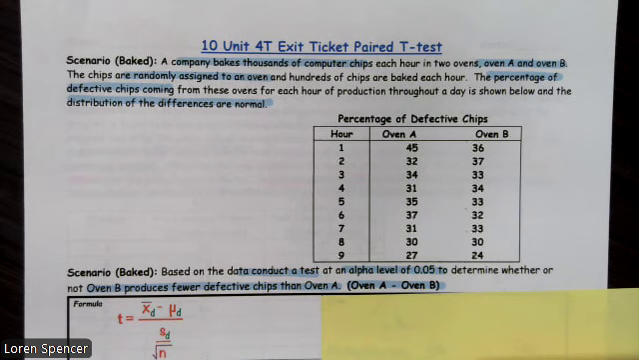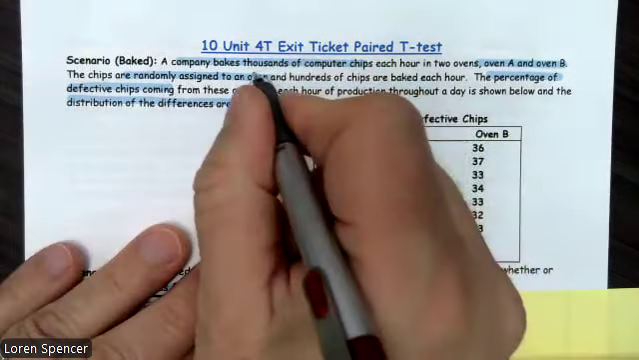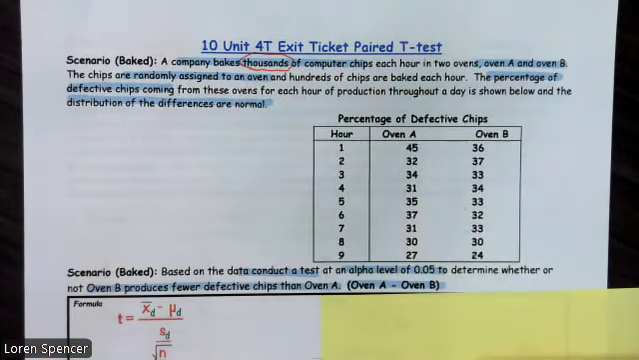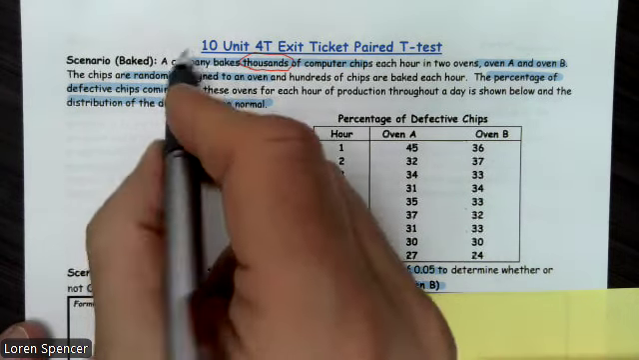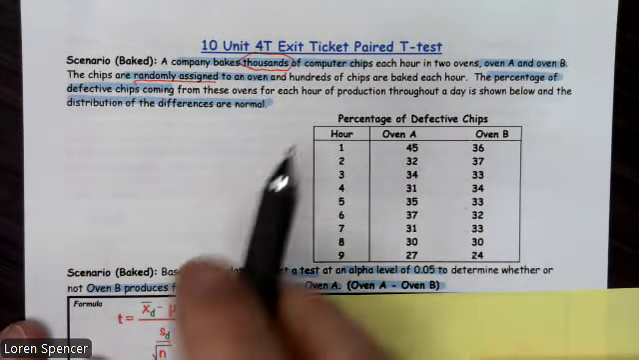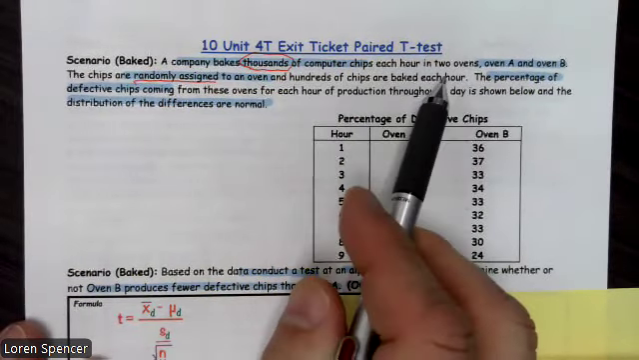And our scenario is baked. A company bakes thousands of computer chips. That sounds like a population size. Each hour in two ovens, oven A and oven B. The chips are randomly assigned to an oven. All right, so we have random assignment. And hundreds of chips are baked each hour.